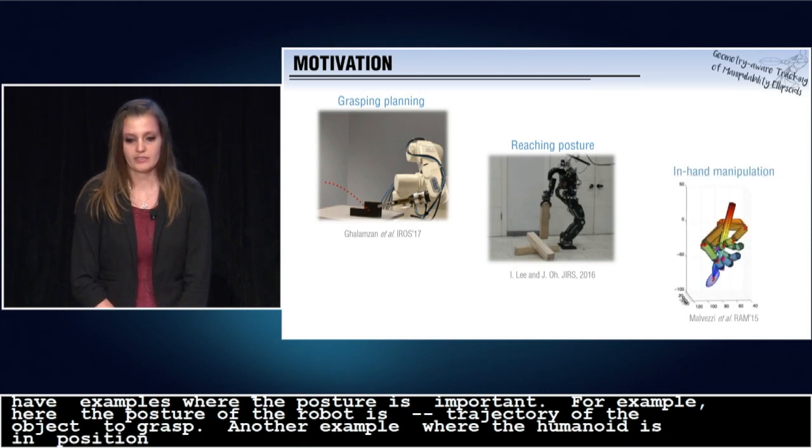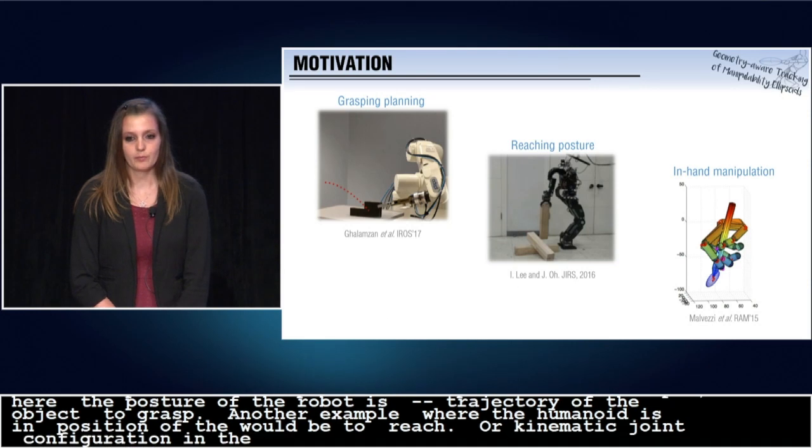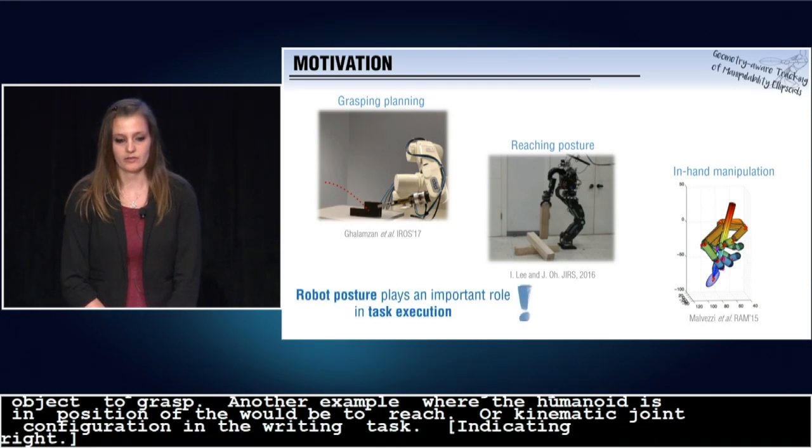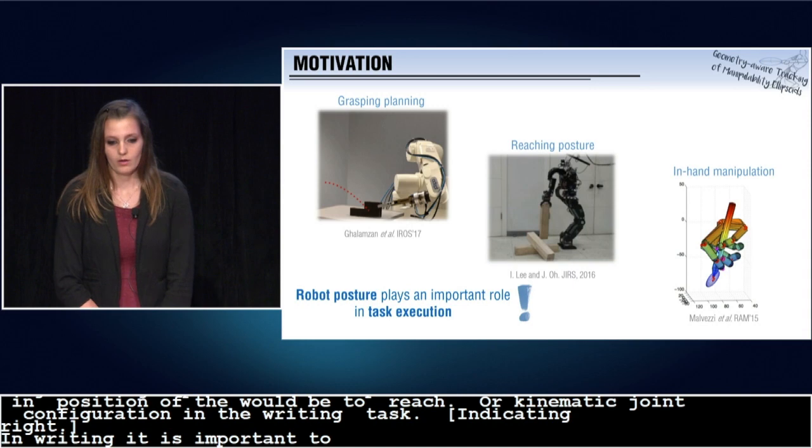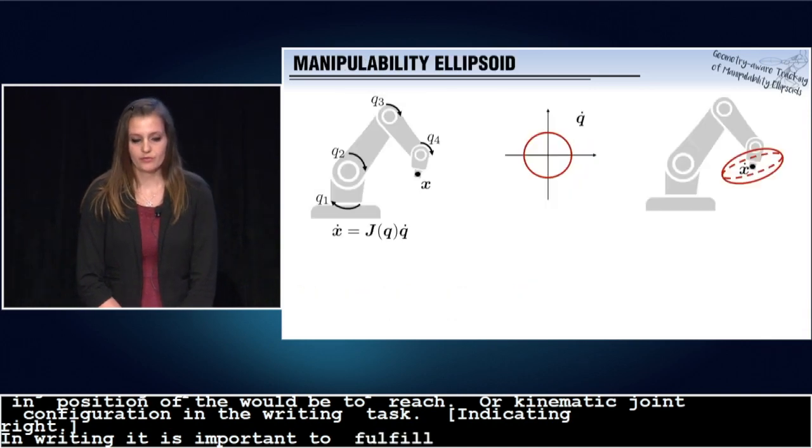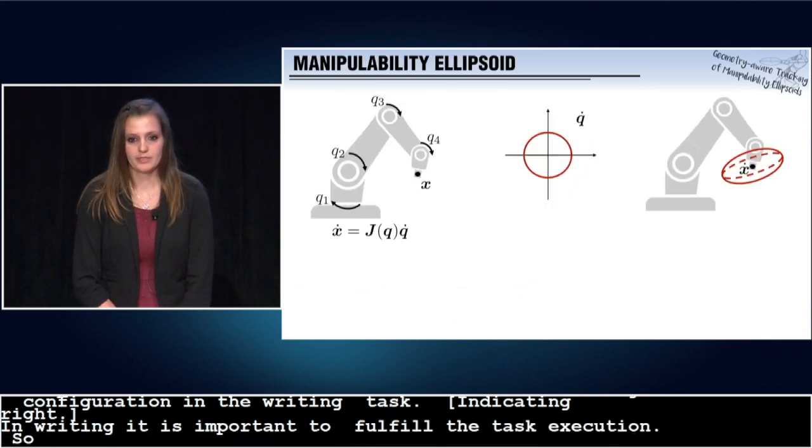a kinematic analysis in function of the joint configuration in a writing task. So in robotics, the posture is also really important to fulfill the task execution. So a way to analyze the posture of the robot is via the so-called manipulability ellipsoid.